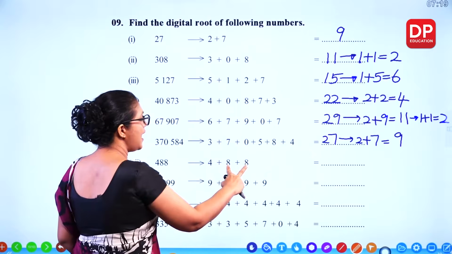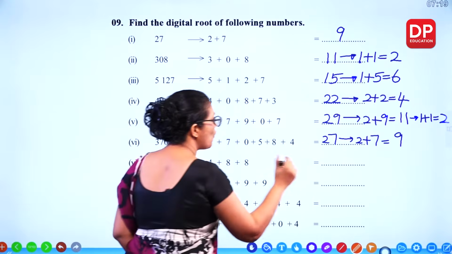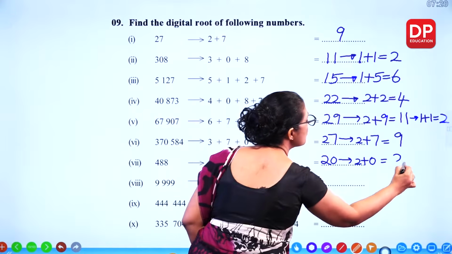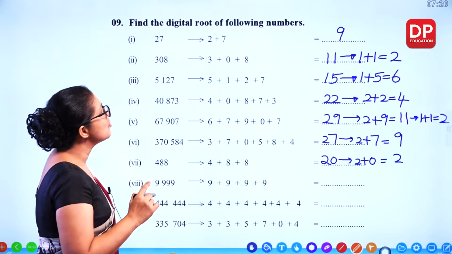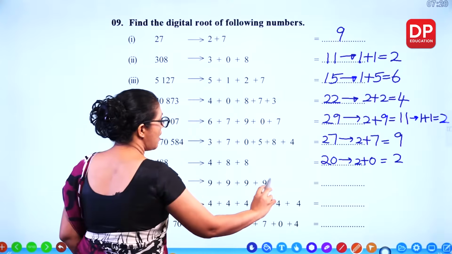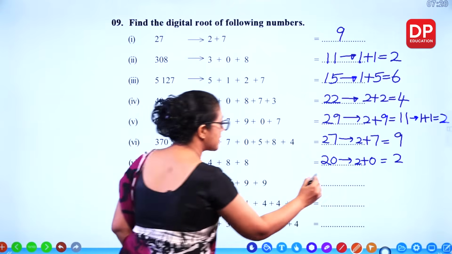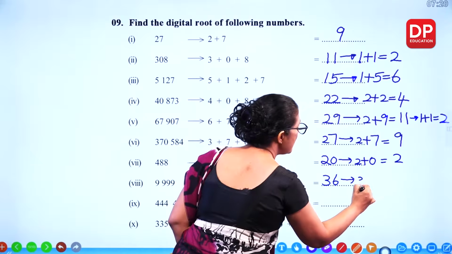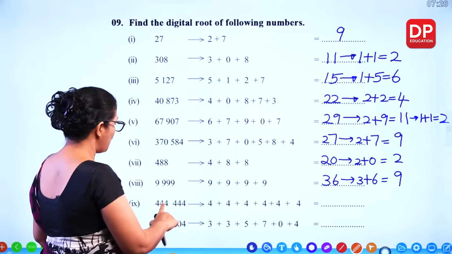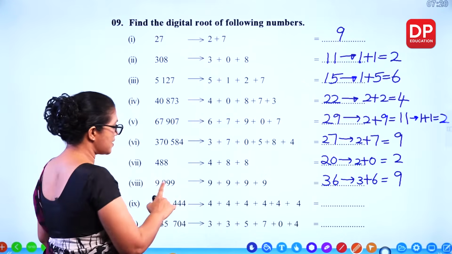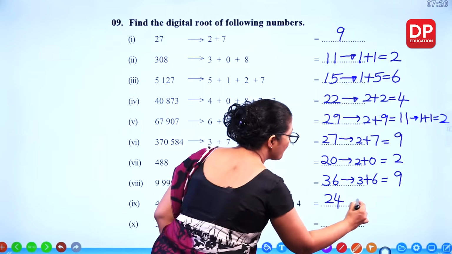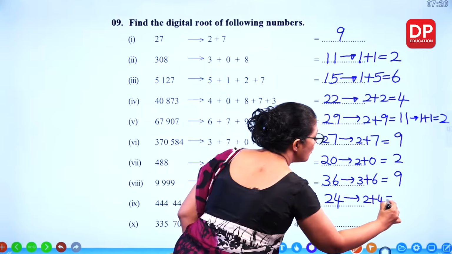488. 8 and 8, 16. 16 plus 4, 20. So add 2 and 0. You get 2. That's the digital root. 9999. So 4 9s, you get 36. Add 3 and 6, you get 9. How many 4s are there? 1, 2, 3, 4, 5, 6. 6 4s, you get 24. 2 plus 4, you get 6.